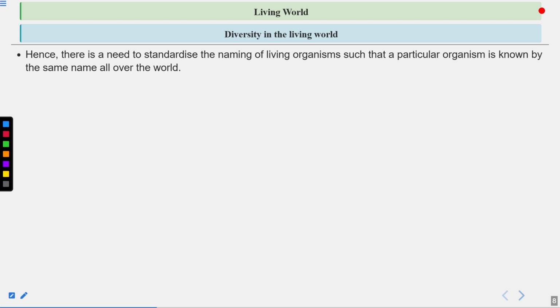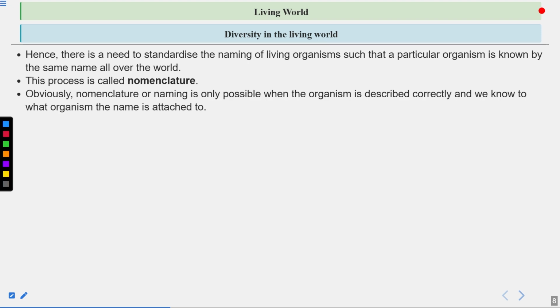Even if you go to some other country, you are referring to the same thing. You are from India, you are going to the US or Canada, and a particular thing should be known by a specific name all over the world. This process is known as nomenclature. Nomenclature means naming of the living organism.